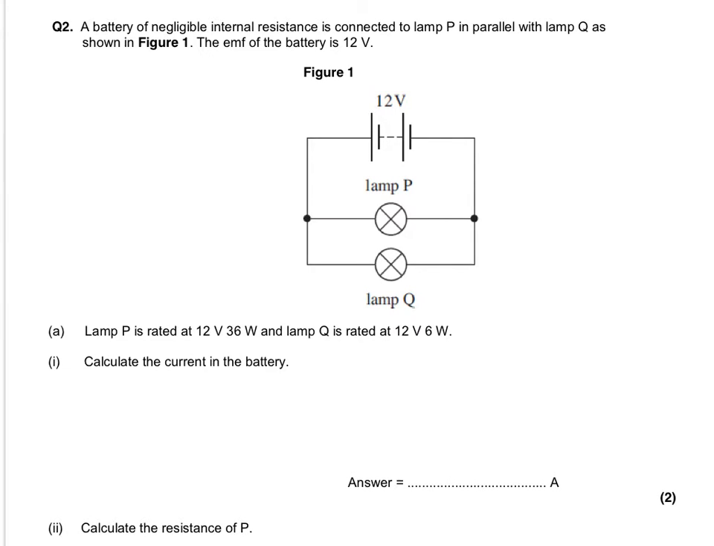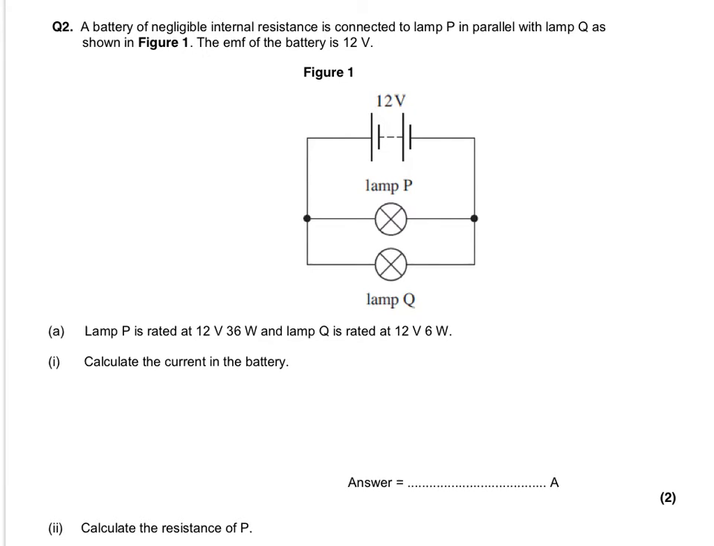In this video I'm looking at the second question in the end of unit test from DC circuitry. What we've got here is an EMF source with negligible internal resistance, and it's connected to two lamps which are in parallel as shown here. The first thing you need to do is work out the current going through the battery.